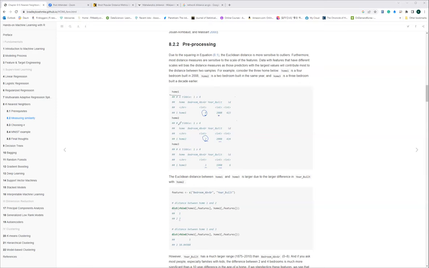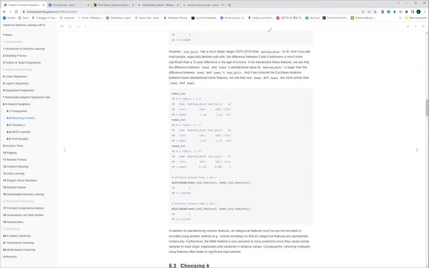But when we compare home 1 and home 3, the difference between the bedrooms is not that large, but there is a huge difference between the year built that actually produces a huge distance outcome compared to the previous one. So that's the reason why, when we're looking at Euclidean distances, this distance function by default is the Euclidean distance. In this case, Euclidean distance is highly sensitive to the differences between the features among the variable observations. That's what this one is about.